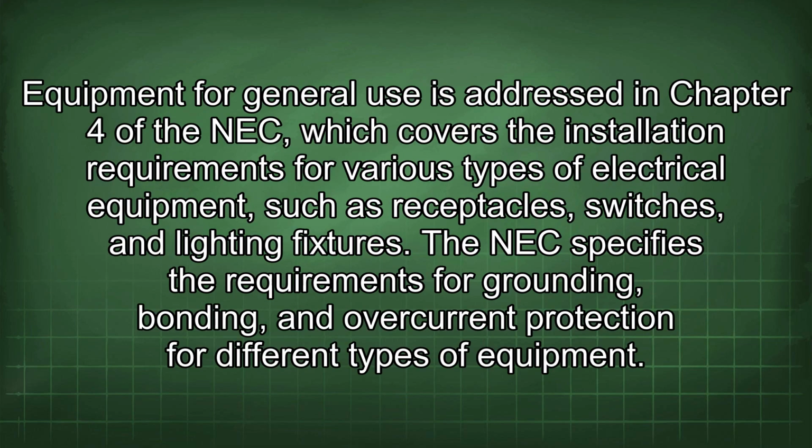Equipment for general use is addressed in Chapter 4 of the NEC, which covers the installation requirements for various types of electrical equipment, such as receptacles, switches, and lighting fixtures. The NEC specifies the requirements for grounding, bonding, and overcurrent protection for different types of equipment.